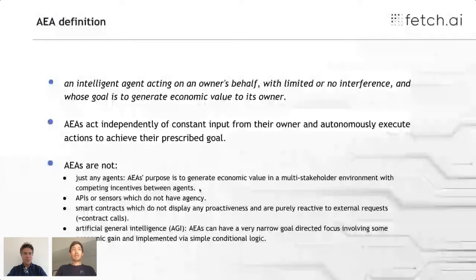AAs are also not just APIs or sensors, because those don't normally have any agency. AAs are also very different from smart contracts. I'm mentioning this because we're obviously in the DLT space, and it's pretty important to understand the difference. A smart contract lives or is executed on some decentralized ledger or blockchain, and is therefore purely reactive, waiting for external transactions or contract call requests to arrive. An AA is running constantly and displaying proactive behavior. And I'll show you what this means in terms of code in a moment.